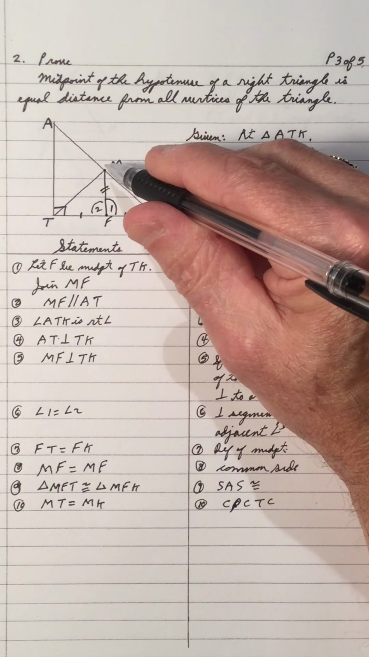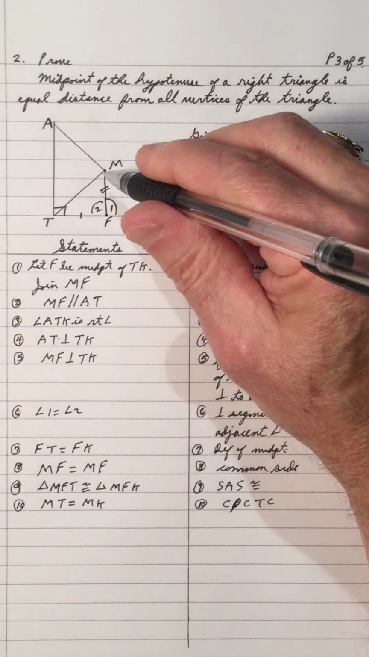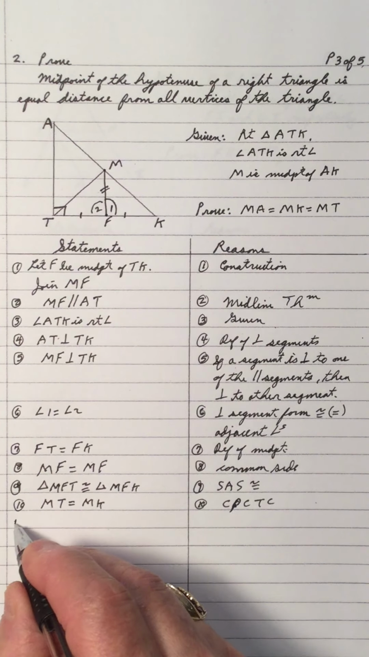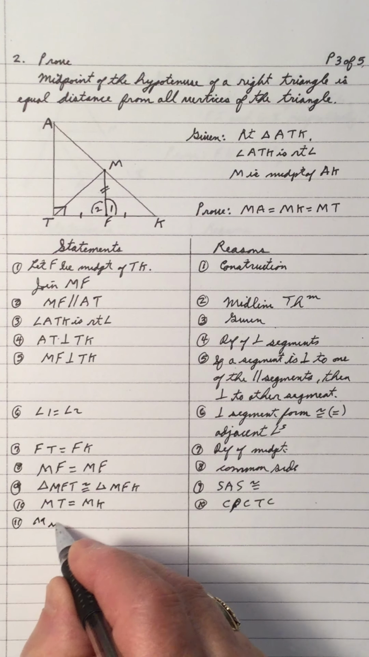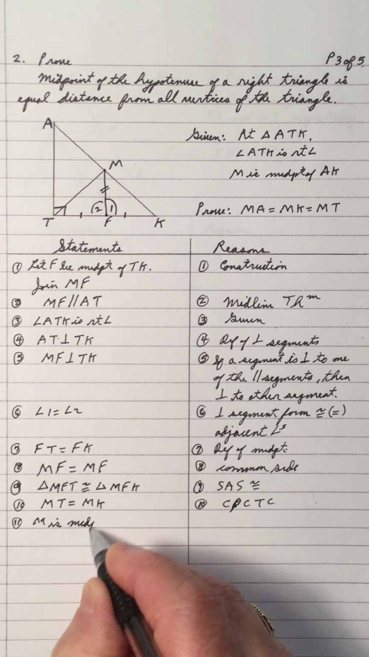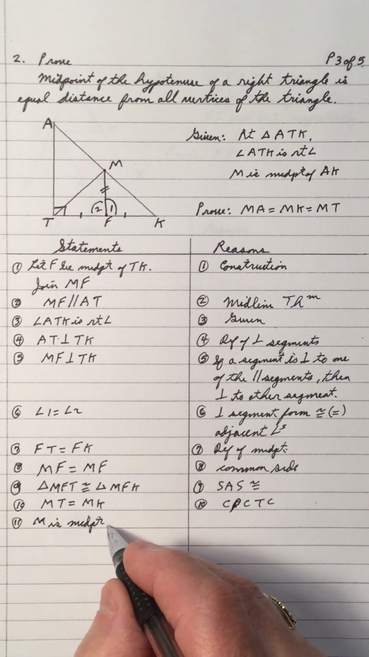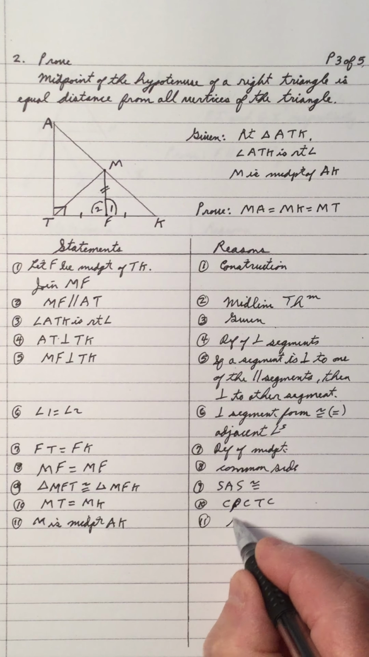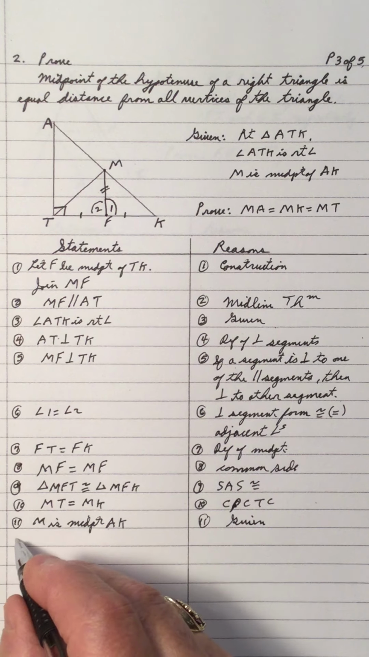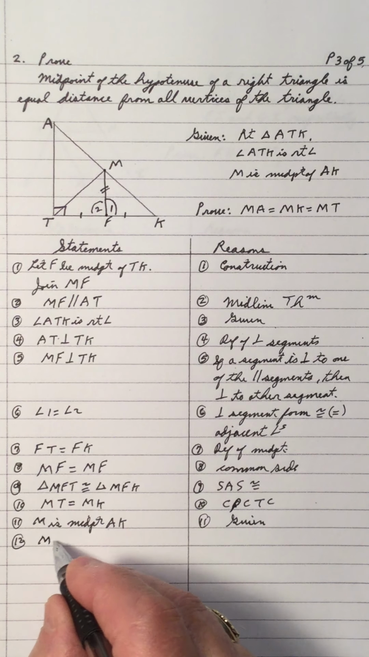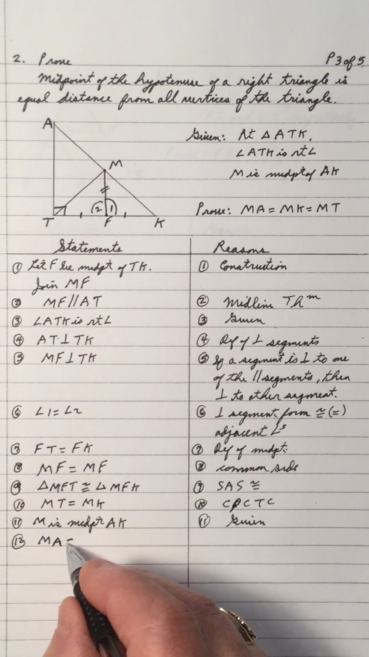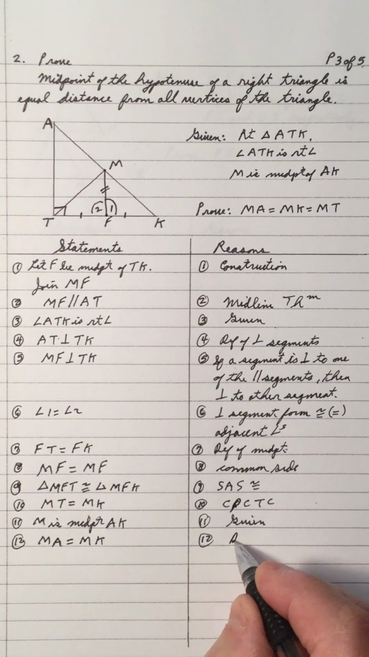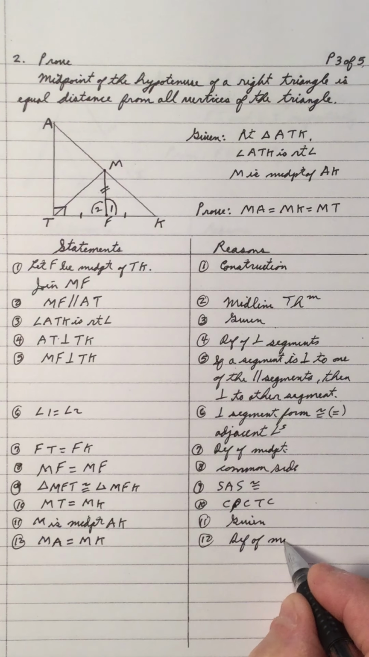And we have M as the midpoint of AK. So I don't have that written down. So I have to say that M is the midpoint of AK. It's given. It's the midpoint of the hypotenuse. So that means that MA equals MK, definition of midpoint.